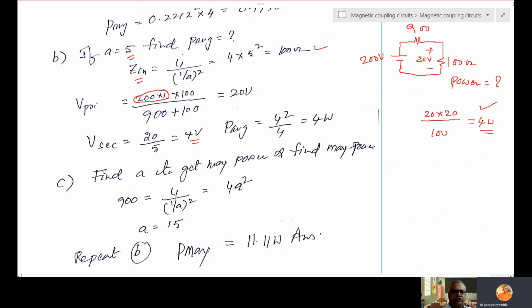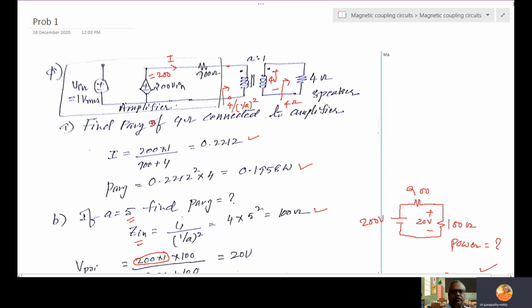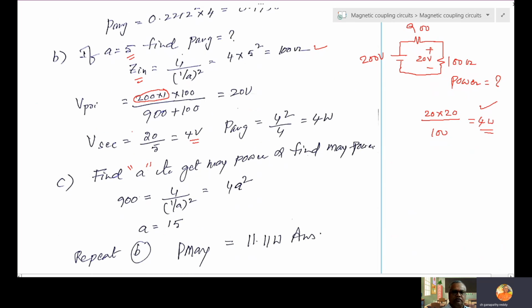Then the third question is to find A, the turns ratio A, to get maximum power, and find the maximum power. So what is the maximum power condition? Load resistance and source resistance should be equal. So 900 is equivalent to 4 by 1 by A square. Impedance matching. Solve for A.